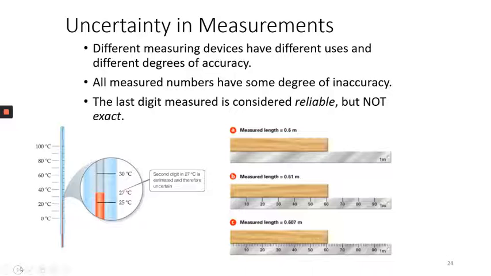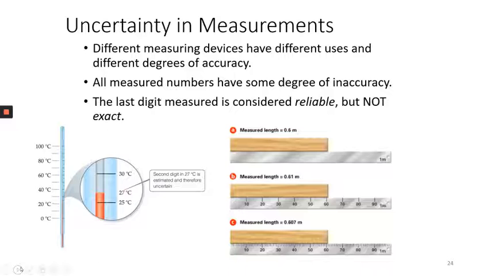So let's discuss the uncertainty in measurements a little bit more. Different measuring devices have different uses and different degrees of accuracy. Depending on your equipment, you will be able to measure to better precision or worse precision. No matter what, all measurements have some degree of inaccuracy. The last digit measured is considered reliable but not exact.